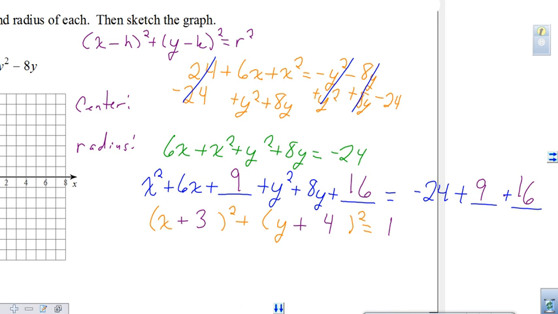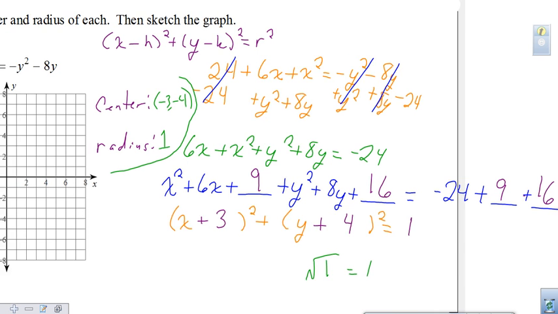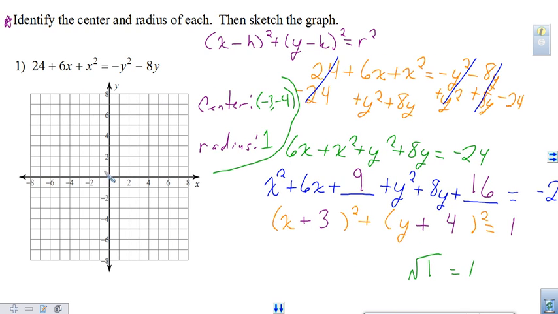Okay? So that makes our center at negative 3, negative 4. And our radius is going to be the square root of 1, which happens to be 1. And then you can graph. So our center is at negative 1, 2, 3, negative 1, 2, 3, 4. Make sure we're graphing x and then y. And then my radius is 1.